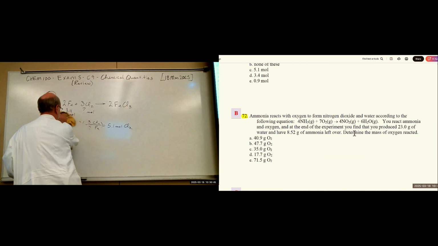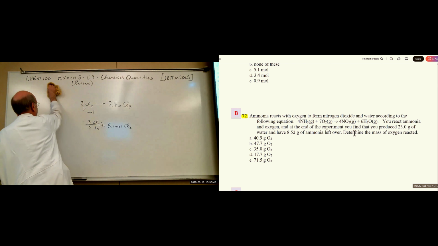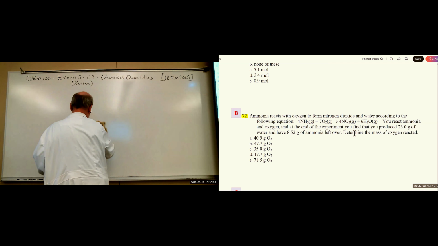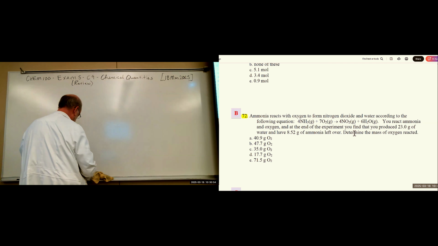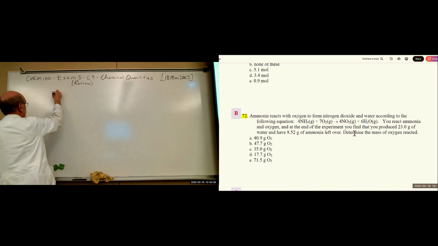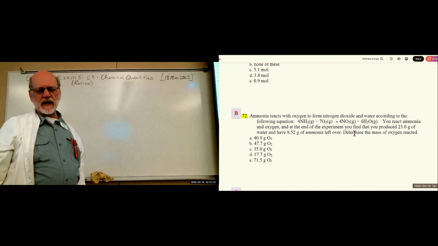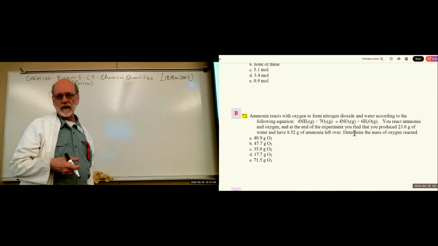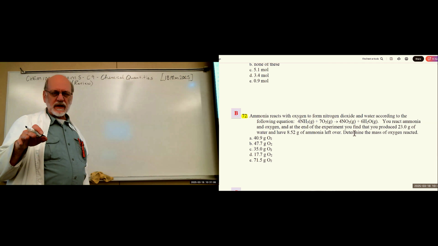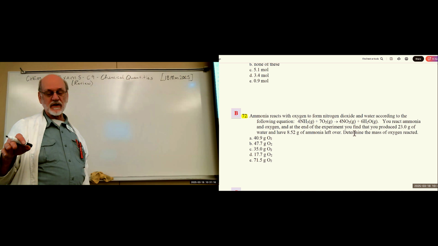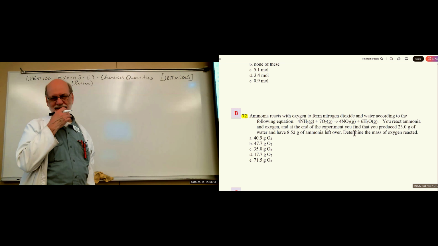72. Ammonia reacts with oxygen to form nitrogen dioxide and water. We've seen that one before. You react ammonia and oxygen, and at the end of the experiment, you find that you produce 23 grams of water and have 8.52 grams of ammonia left over. What's the mass of oxygen reacted?